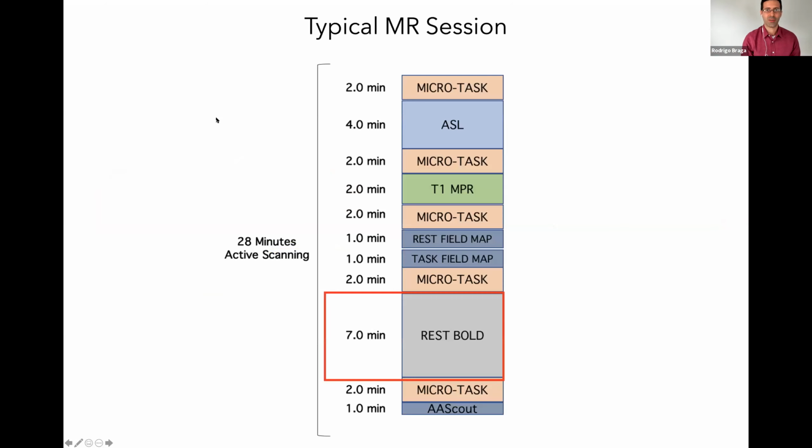This is a typical MRI session. So one of those yellow bars that I was just showing you. In this protocol, we actually did lots of different tasks, these micro tasks that lasted 2 minutes, because we wanted to do functional mapping of different domains. But actually the data I'm going to show you is from this 7-minute resting state scan.